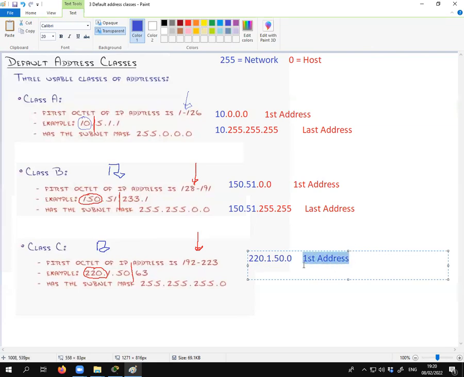Is there any reason the class C octet doesn't go to 255 and stops at 223? Yes, because 224 is reserved for multicast, and after that you've got experimentation addresses. So they're just reserved. So the very last possible address is 223.